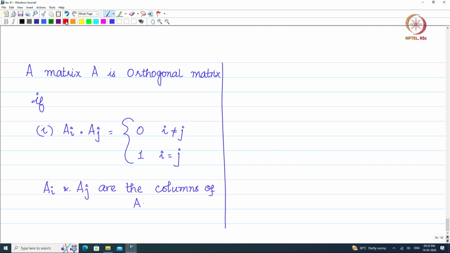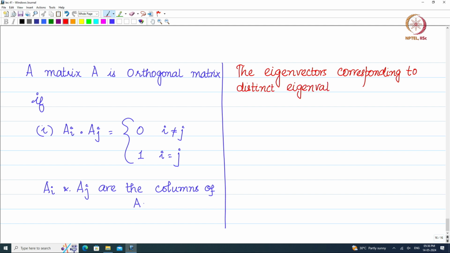So let us take the statement. What are we going to say? We are going to say that the eigenvectors corresponding to distinct eigenvalues of a real symmetric matrix are orthogonal to each other.